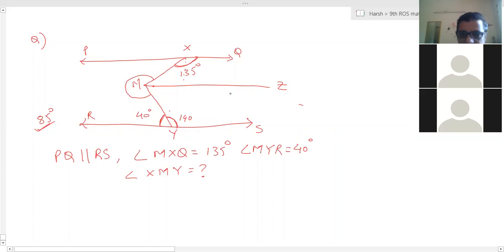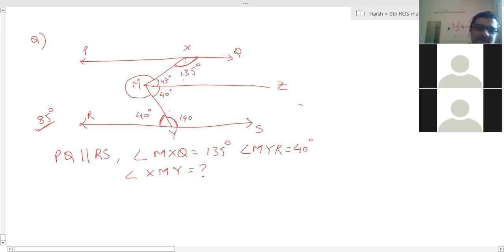Yes, sir. So then you have to tell it, na: draw a line parallel to RS. Okay. So MZ is a line parallel to RS, right? Yes, sir. Then it will be collinear. I mean, sorry, not collinear. Then it will be an interior angle. So this will become 40, right? Yes, sir. And if you do 135 and XMZ, it will become 45. So 45 plus 40 is equal to 85. Yes, this is 85. So we can get XMY as 85.